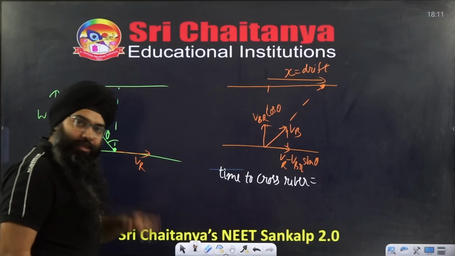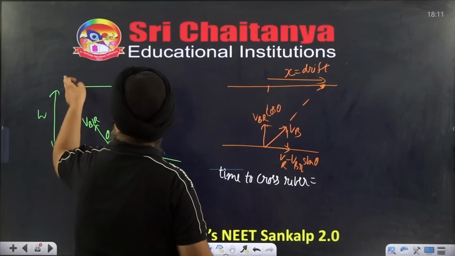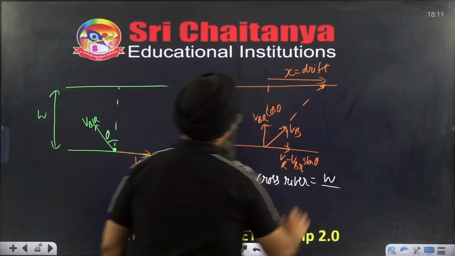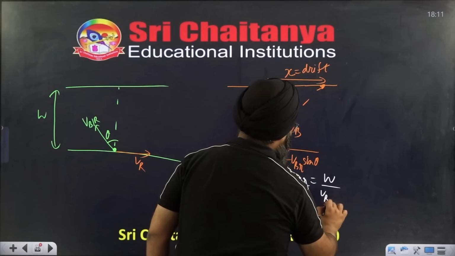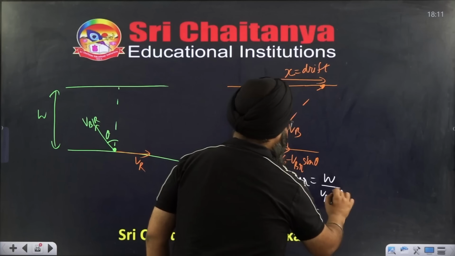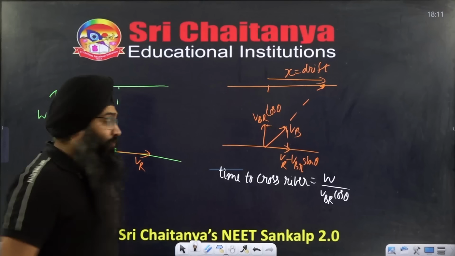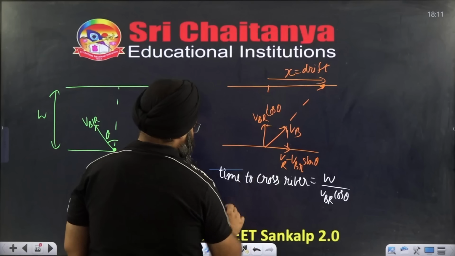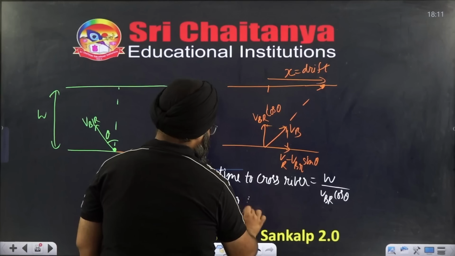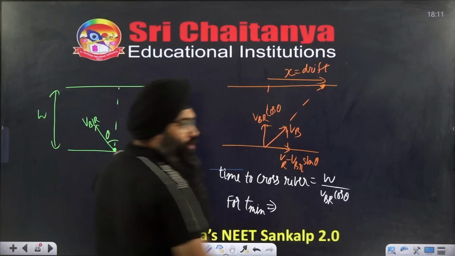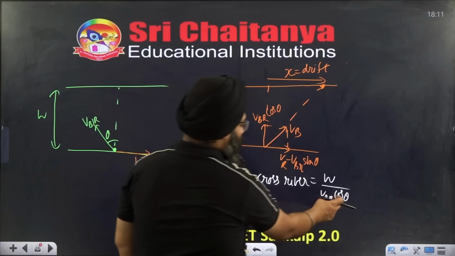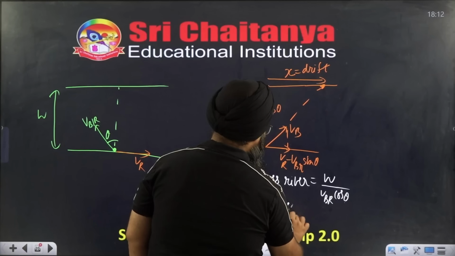So time will be distance upon speed in the vertical direction. Distance in the vertical, it has to cover W, and the speed with which it is coming will be VBR cos theta. This will be basically the time to cross the river. One more thing, if I want to minimize this time, for T minimum, W and VBR are not changing. For T minimum, cos theta should be maximum. Cos theta should be equal to 1.